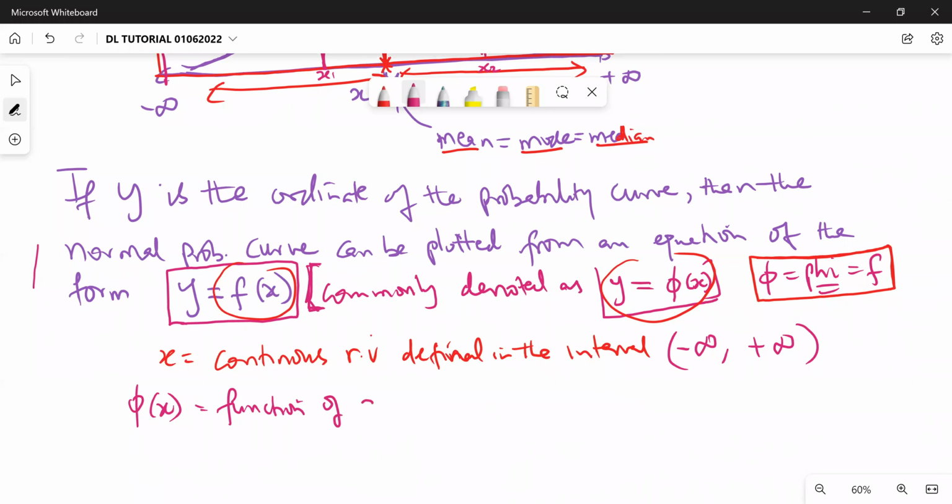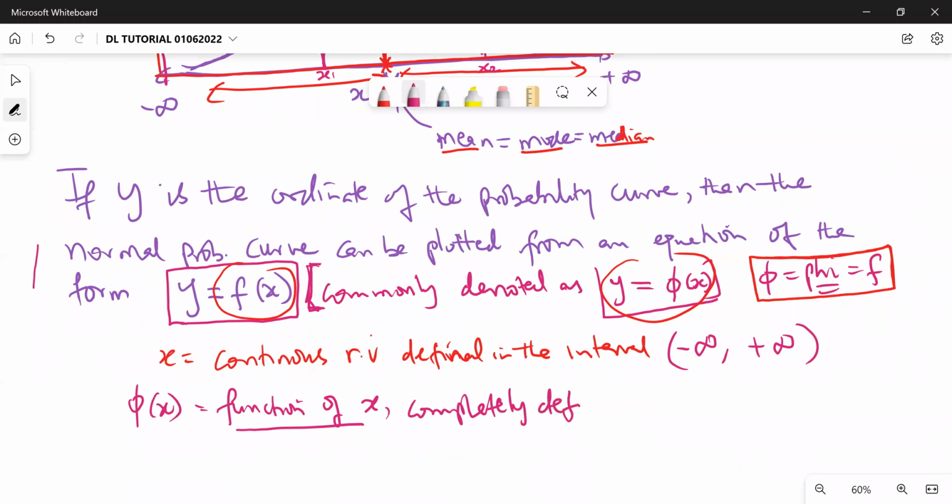That means it's some formula which has x as the variable. When we talk about a function, we talk about something like this, for example, y is 2 plus 3x. These are functions of x. So we're saying that this y is some function of x, which is completely defined by two parameters.